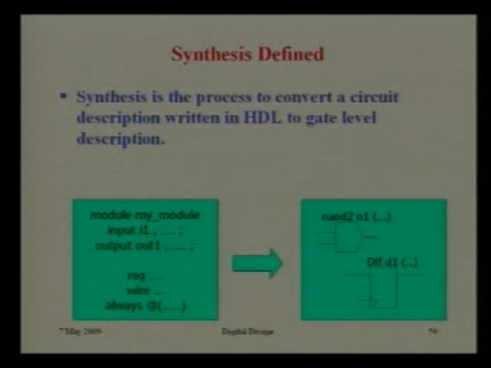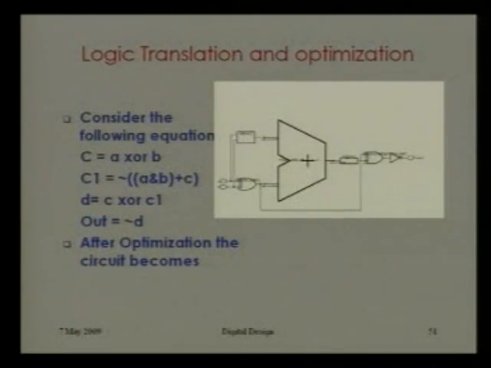So this is how synthesis is defined. It is a process to convert a circuit description written in HDL. So this is your Verilog code. From there you are getting this type of circuit, and that circuit is actually synthesized by the transistors that are available in your netlist, your library. Okay. Now sometimes optimization, you will be seeing that optimization.